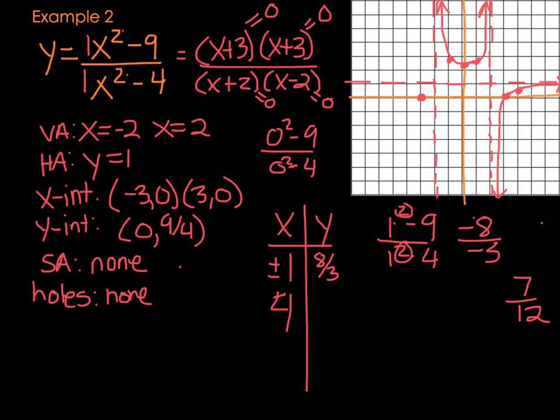On the left here, if I plugged in a negative 4, because they're both squared, I'm going to get the exact same thing. I'm going to get 7/12. So it goes a little bit more than a half right here. And this side will look exactly like the other side. And so there is your graph with your 3 branches.